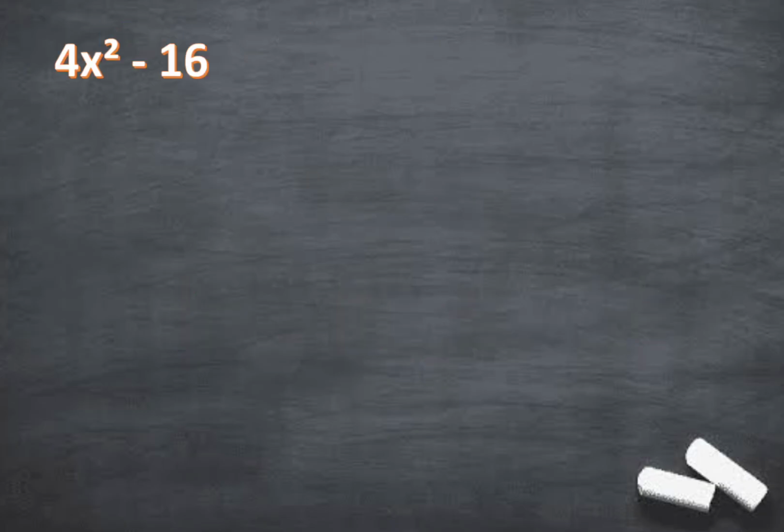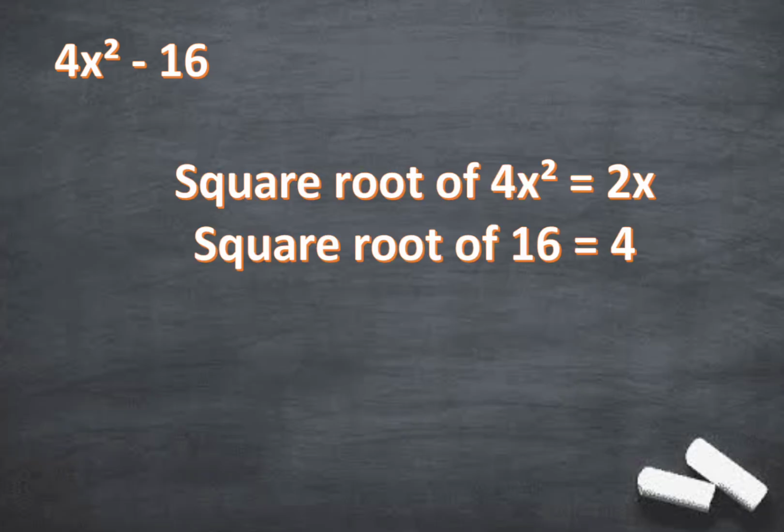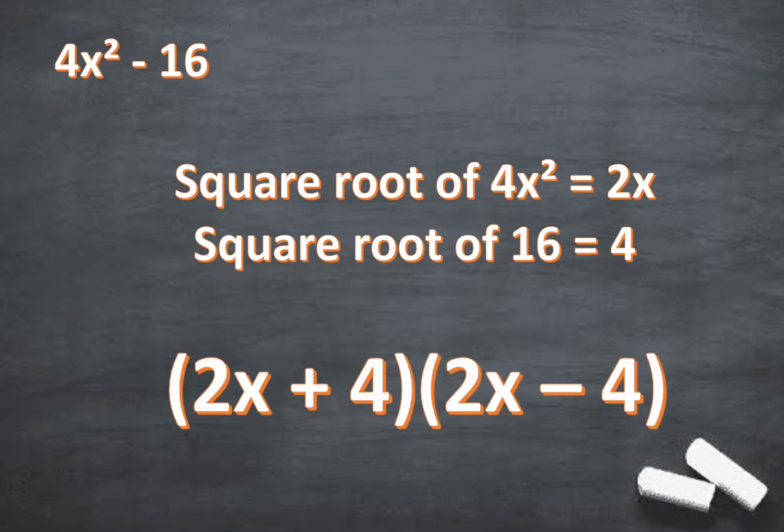Now let's have examples. We factor 4x squared minus 16. Number 1. Both 4x squared and 16 are perfect squares. The square root of 4x squared is 2x and the square root of 16 is 4. And then we write the factored form as a plus b multiplied to a minus b. So we get 2x plus 4 multiplied to 2x minus 4.